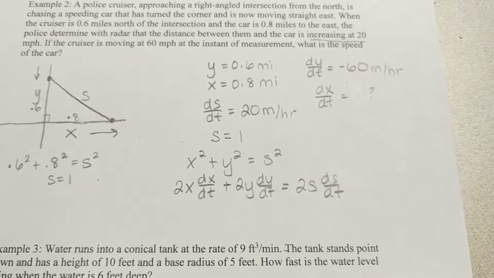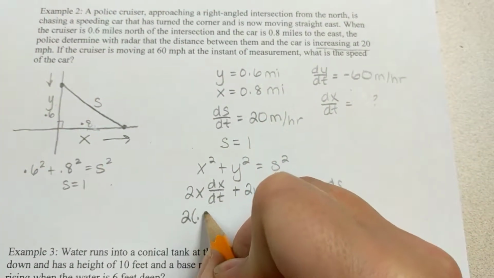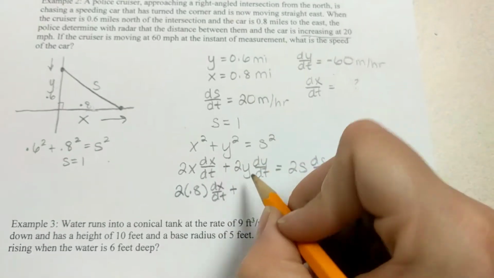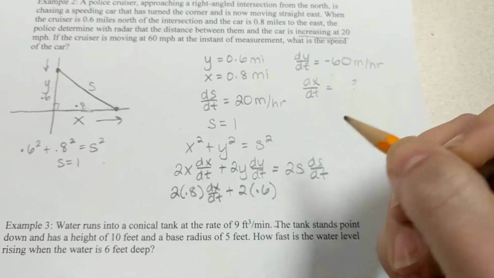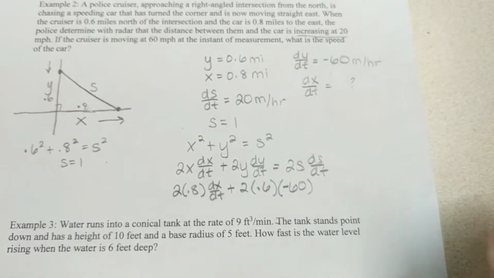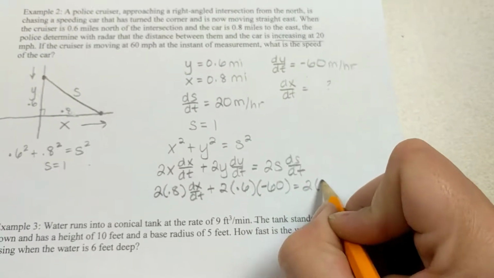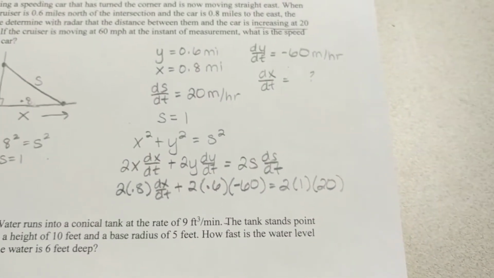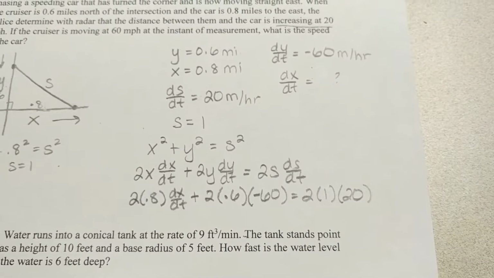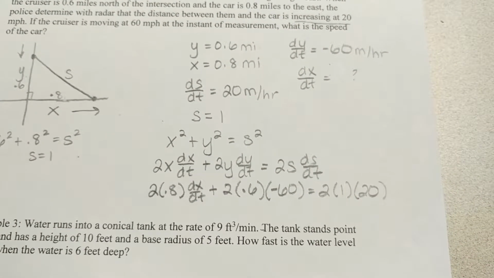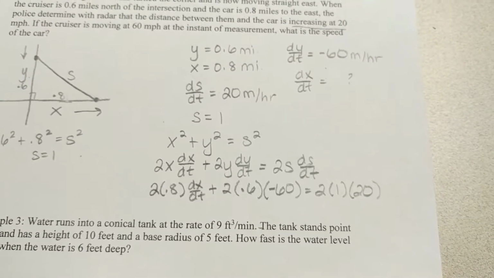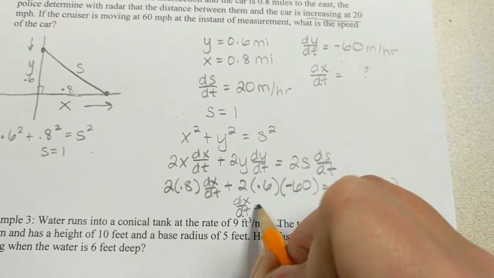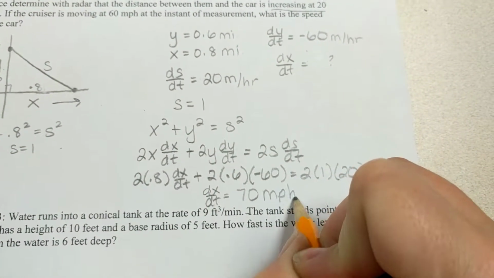Now I've got all of the information I need. I know that X was 0.8. dx dt is what I'm trying to find. I know that Y was 0.6 and dy dt was negative 60. I know that S was 1 and ds dt was 20 miles an hour. So go ahead and plug all of this into the calculator and solve for dx dt. I'll give you a second to do that, or just pause the video and plug that in. And so we end up getting that dx dt equals 70 miles per hour.